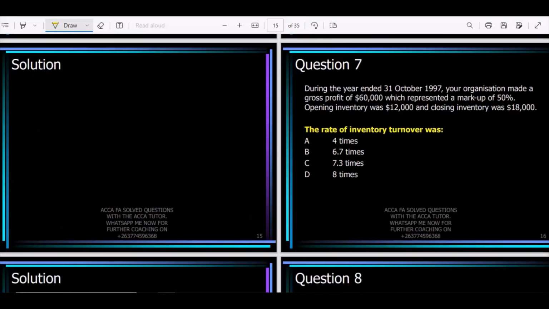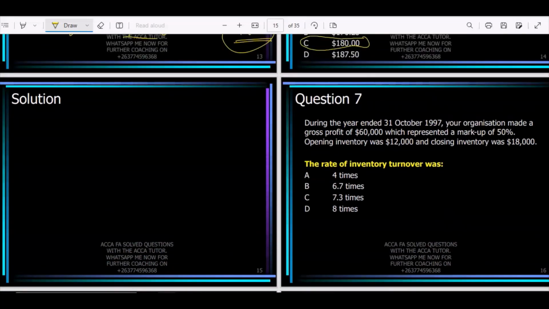Okay, ladies and gentlemen, this is a markup and margin question. Okay, and we are likely to face this type of question in our exam. All right, during the year ended 31 October 1997, your organization made a gross profit of $60,000, which represented a markup of 50%. Opening inventory was $12,000 and closing inventory was $18,000.